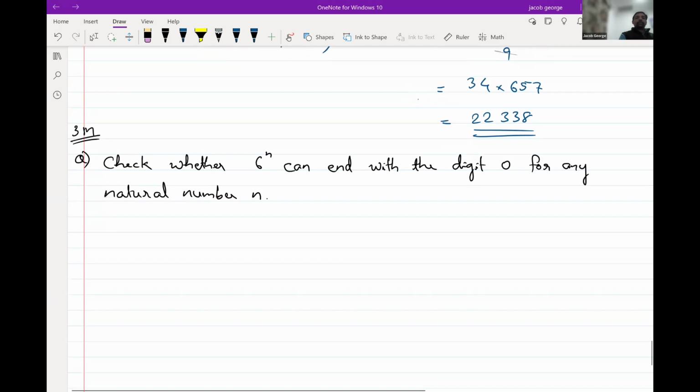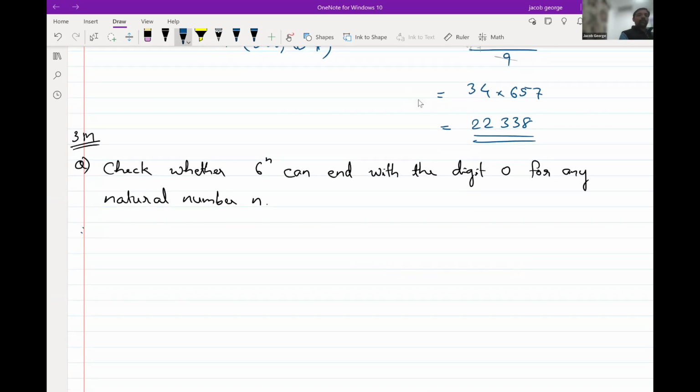Okay. So this is an application of our fundamental theorem of arithmetic. You know the fundamental theorem of arithmetic: every composite number can be expressed as a product of prime factors, and this factorization is unique apart from the order in which the prime factors occur. So this is an application of that one. So we will factorize 6 raised to n. 6 can be factorized as 2 into what number? 2 into 3, the whole raised to n. This is the first step.